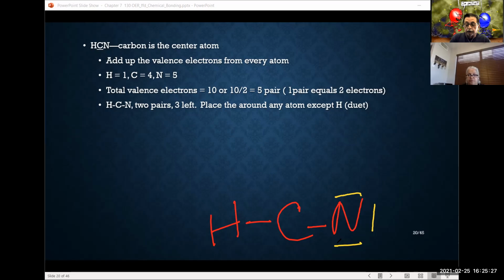Okay? Now, first of all, before you go any further, check to make sure that you still have, oh boy, I erased everything here by accident. Check that you still have 5 pair. 1, 2, 3, 4, 5. 3 yellows and 2 reds. Okay, which is what we calculated, 5 pair.